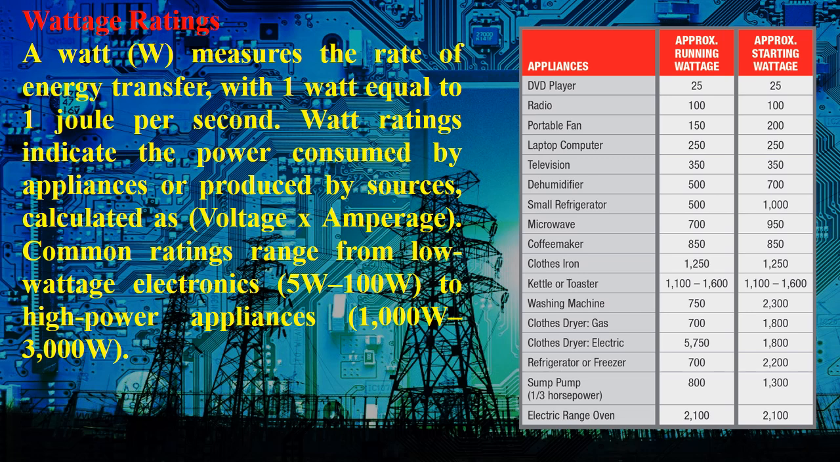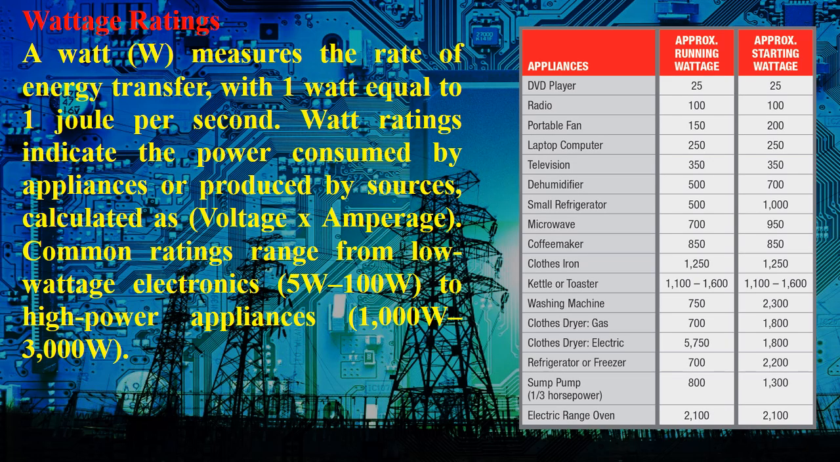Okay, what measures the rate of energy transfer? Basically power is the rate at which energy is transferred, or converted from one form to another. Like in our case here, it's from electrical to light, or from electrical to heat, like for aircon, or from electrical to motion, like for a motor. Watt ratings indicate the power consumed by appliances or produced by a source, calculated as voltage times current.